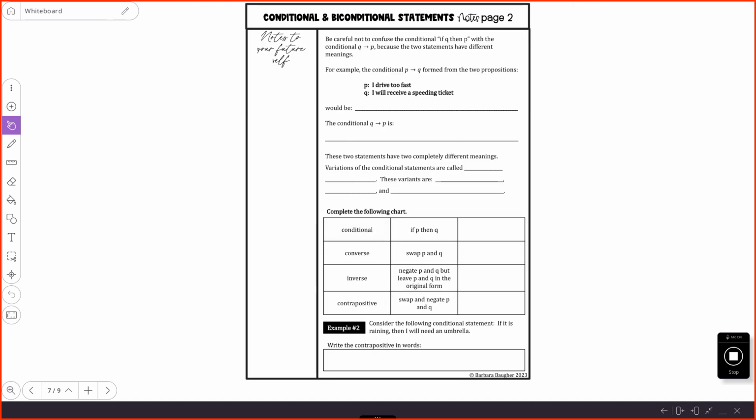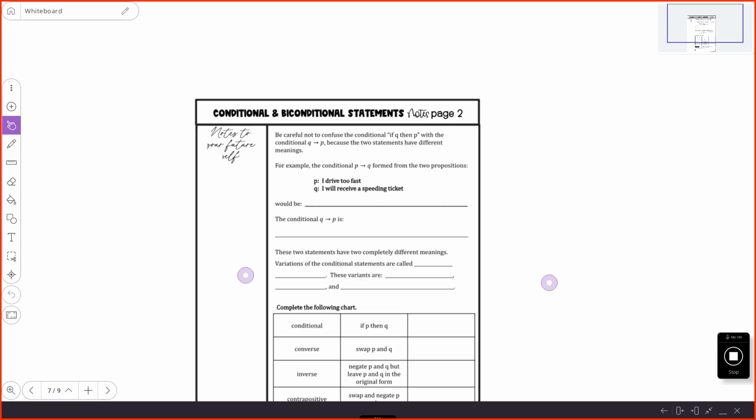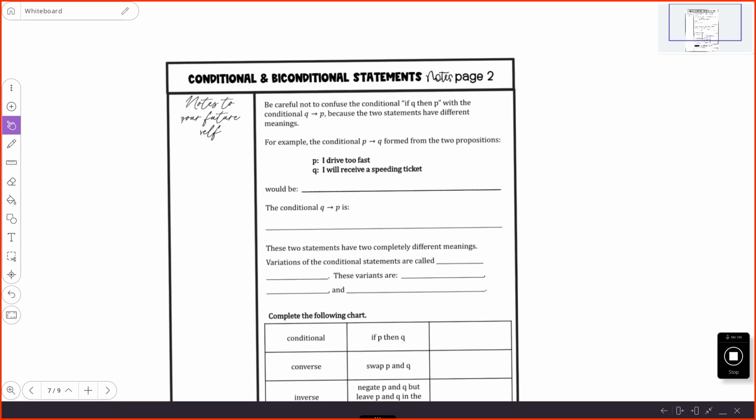All right. There's a typo on this first page. It says be careful not to confuse the conditional statement if Q then P with the conditional statement Q implies P. But this should really say don't confuse if P then Q with Q implies P. If I switch the letters, then it changes the statement. It is no longer the same thing as it was before.